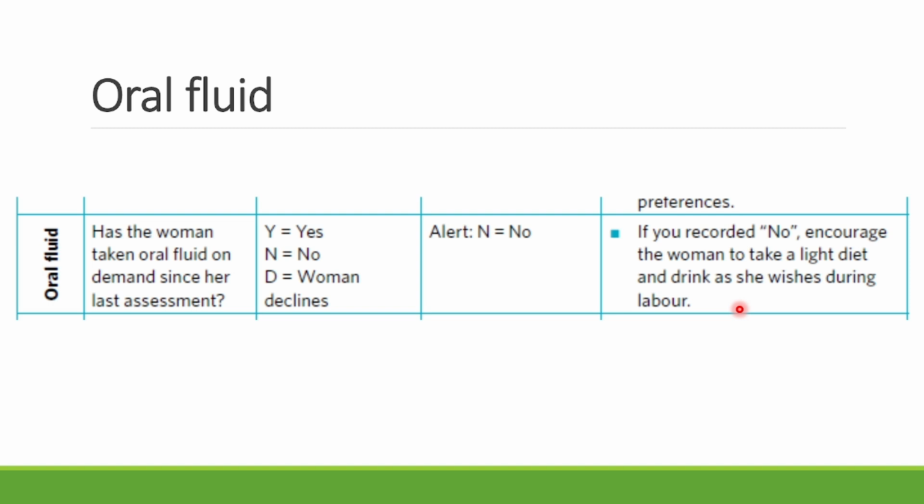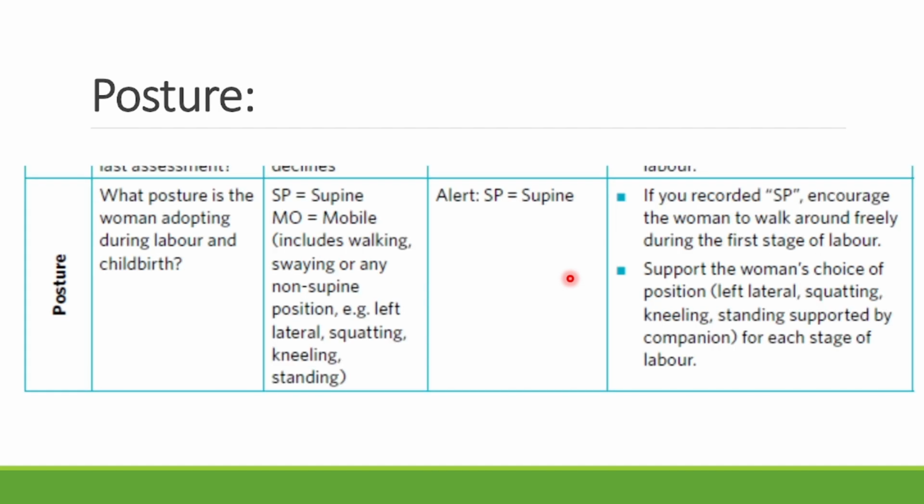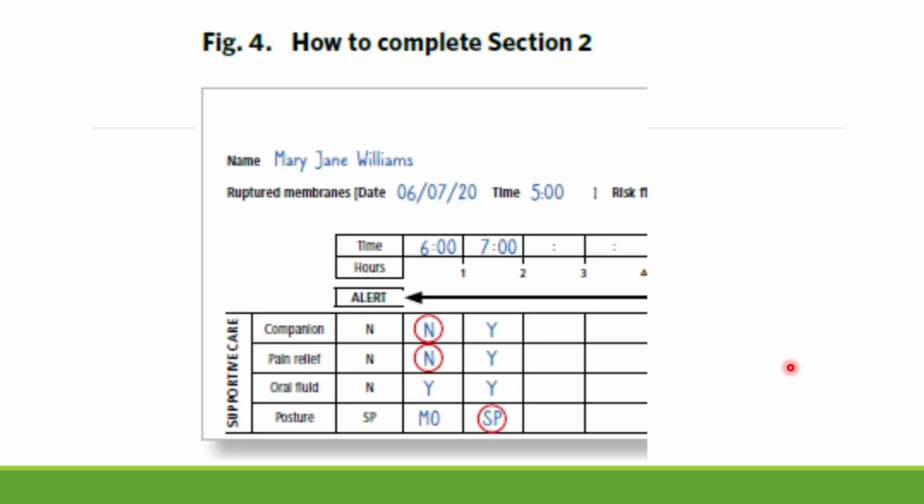What about the oral fluid? Oral fluid, yes, no, or the woman declines. If the woman is not taking any oral intake, we should advise her to take a light diet and soft drinks. The posture, supine or mobile. If the woman is supine, this is an alert. We should change her position. This supine position may cause supine hypotensive syndrome and fetal distress. The woman can choose any position, left lateral, squatting, kneeling, standing, any position she can adopt during the first stage of labor. How to complete this section 2?